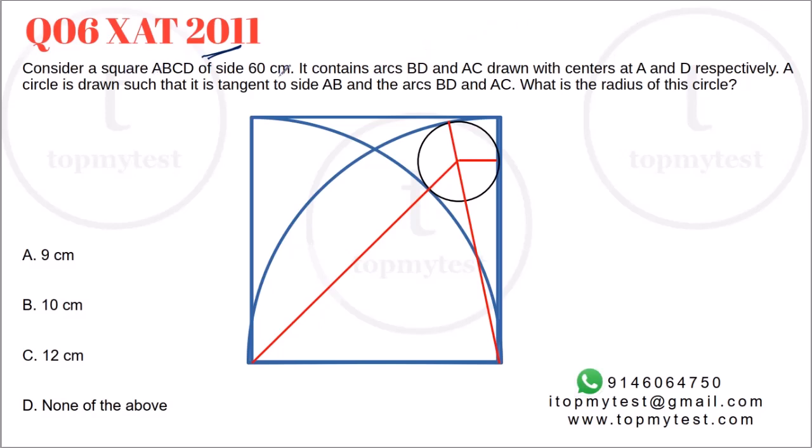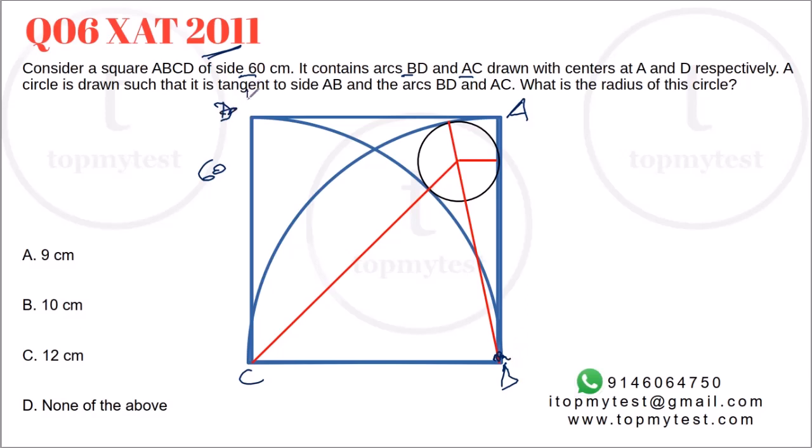Consider a square ABCD of side 60 units, right? So side is 60 units. It contains arc BD and AC drawn in the centers A and D respectively. A circle is drawn such that it is tangent to the side AB and arcs BD and AC. So this will be A, this will be B. So the smaller circle is tangent to this and it touches these two arcs.